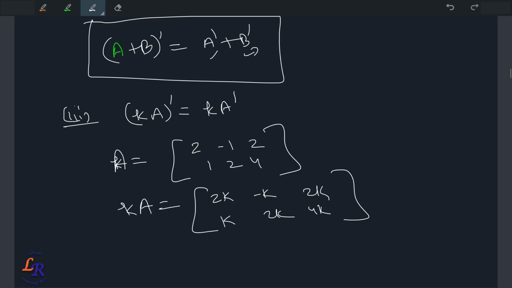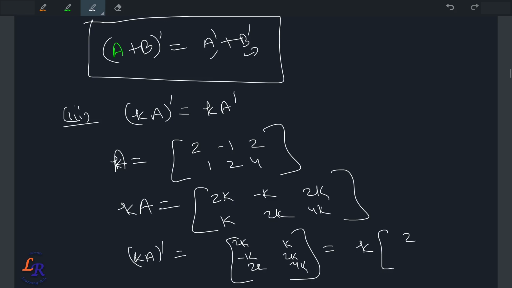Now let's take the transpose of it, then what would you get? It would mean rows become columns and columns become rows, so it becomes 2K, minus K, 2K, K, 2K, 4K, right? And now you take K out, then it will become 2 1 minus 1 2 2 4, right?